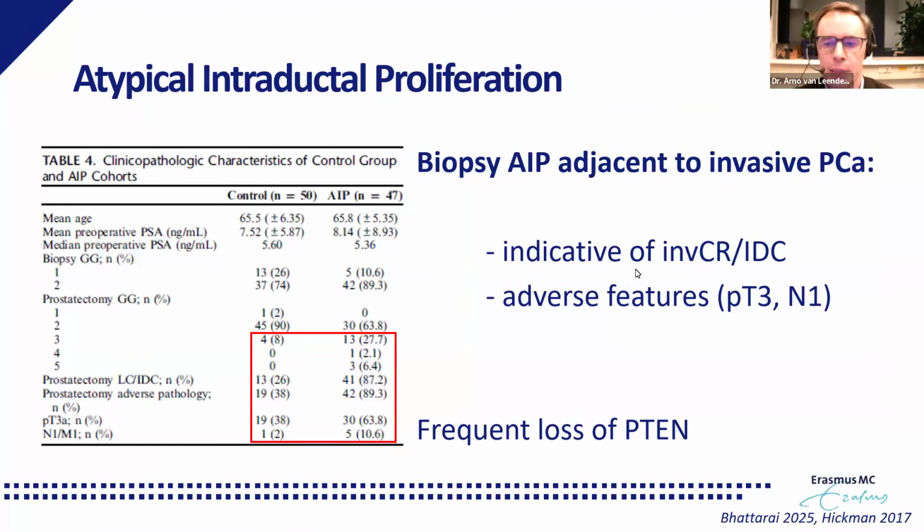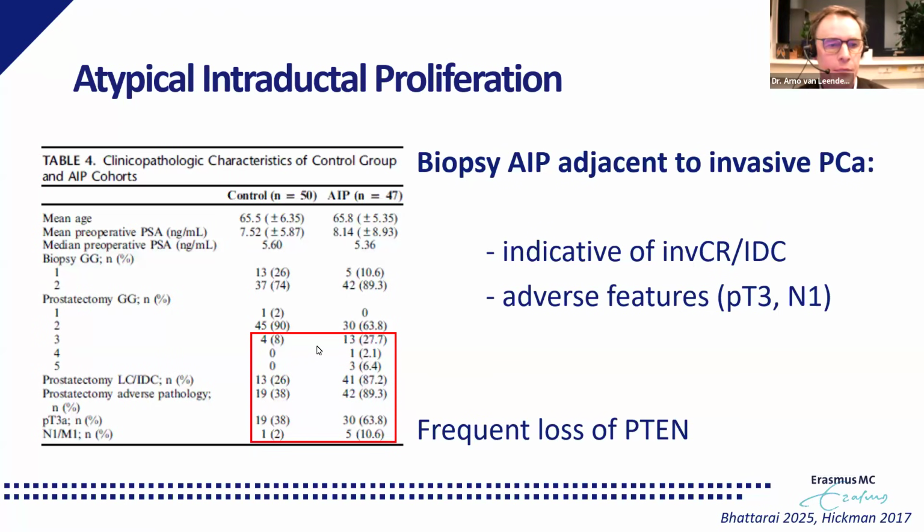So few studies have been done, and many of them come from the group of Dr. Shah, and they have looked at what's the prognostic value of AIP in a biopsy? If you find AIP and no IDC in a biopsy next to invasive cancer, and you would do a radical prostatectomy, actually we know that patients with AIP in a biopsy also have worse outcome on radical prostatectomy. So that's what you can see on the left side.